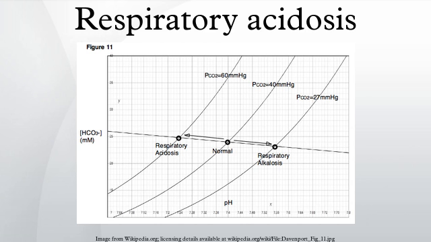The expected change in serum bicarbonate concentration in respiratory acidosis can be estimated as follows: acute respiratory acidosis, HCO3 increases 1 mEq/L for each 10 mmHg rise in PaCO2. Chronic respiratory acidosis, HCO3 rises 3.5 mEq/L for each 10 mmHg rise in PaCO2.